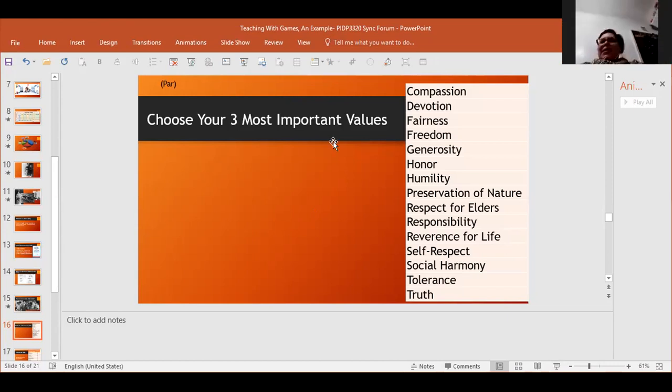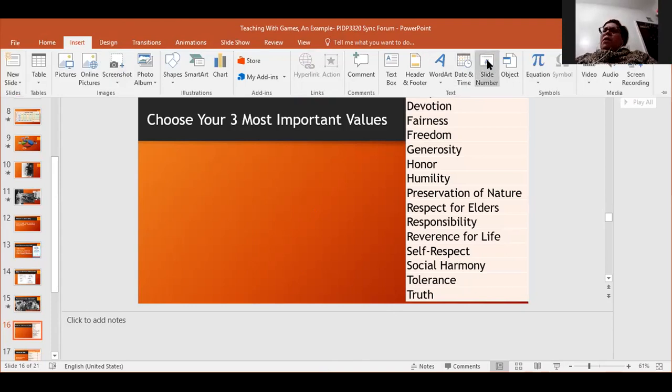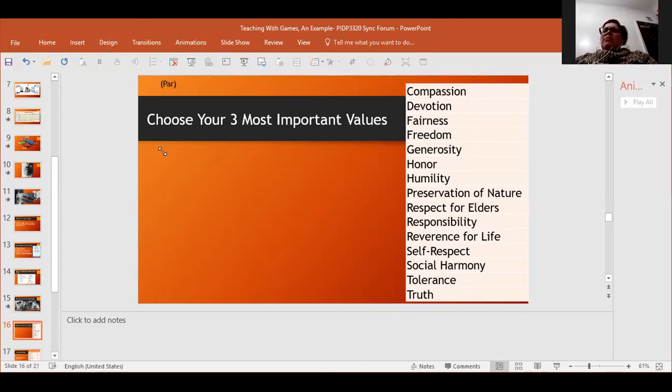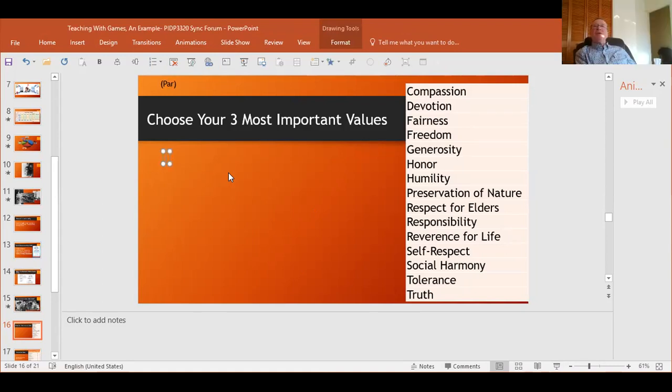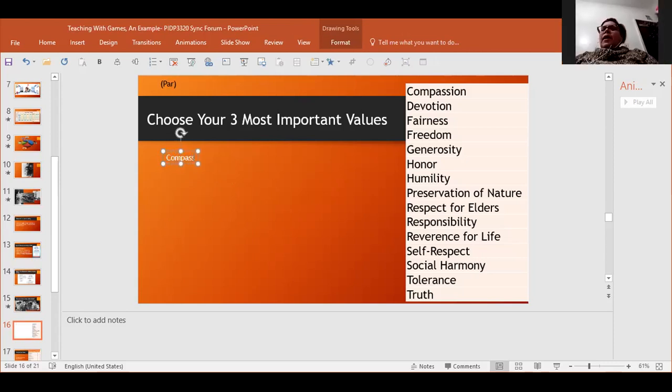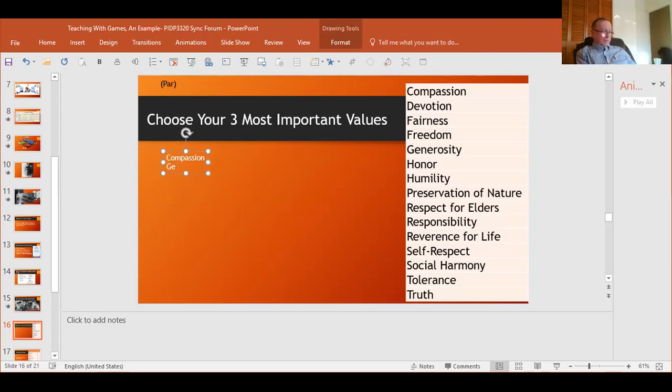Okay, Claude, I will start. All those values that you presented are very important, but values are very personal, is that right? From this list, I will say that compassion might be one. And I think generosity.